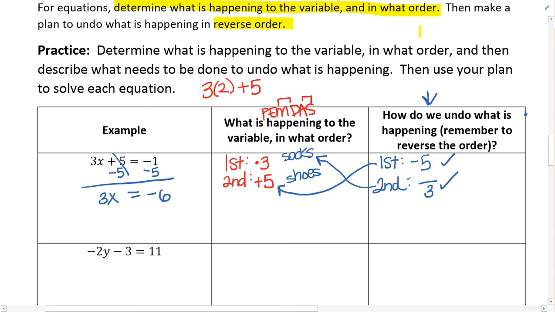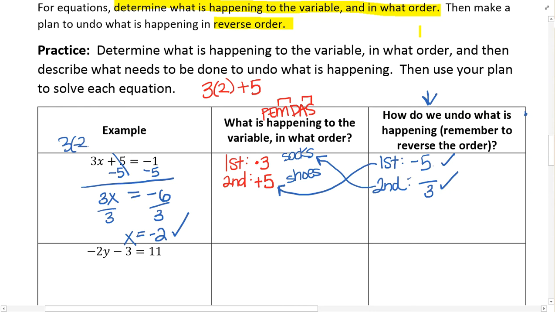Now I'm going to have to divide by 3. Divide by 3, divide by 3. X is equal to negative 2. And there's our answer. And we can plug it in and check.